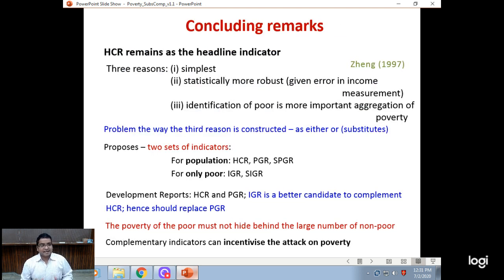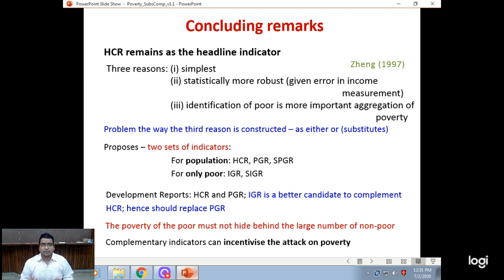Here we are basically summarizing the presentation. We said that irrespective of the fact that HCR has certain serious limitations as a poverty measure, it has remained the headline indicator. And there are three reasons for this. It is the simplest measure, it is the first measure, and it is a straightforward measure.